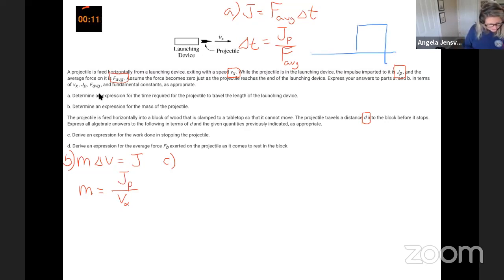Basically this projectile, which I'm going to call a point particle, I'm going to draw it here, and it went into the block a distance d. That's how far it went into the block. Determine an expression for the work done stopping the particle. Well, what we can do is figure out how much energy has been dissipated. So why don't we do that?